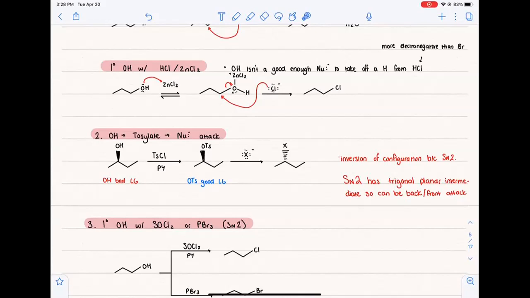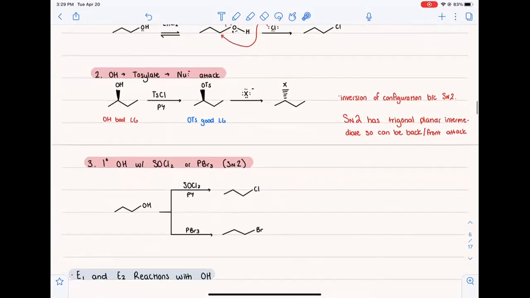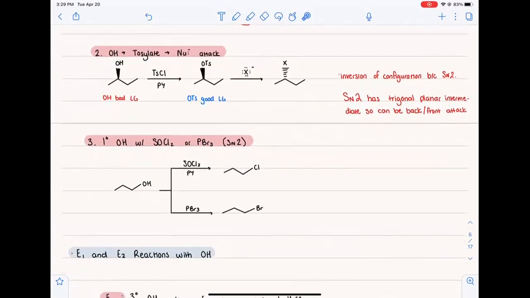So it can, let me look at this really quick. That's going to be a hydrogen. Yeah, so pretty much what would happen is that leaving group leaves, and then we're left with a carbocation intermediate in this one. So it's flat. And we're attacking it at the other side. Questions on that? Awesome. And then we have our primary alcohol, again, reacting with SOCl2 and PBr3.